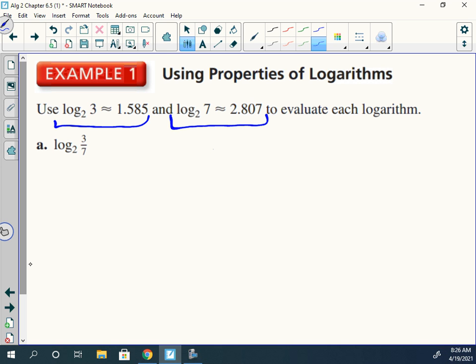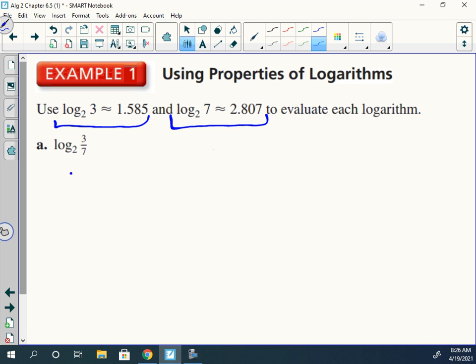Now, this here, we've gone over how we can actually plug these into the calculator. We went over that on Friday. But instead of plugging them in, we're going to use these properties to help us solve. Because 3 is being divided by 7 inside of the logarithm, and it can't be 2 logarithms being divided. That does not work the same way.